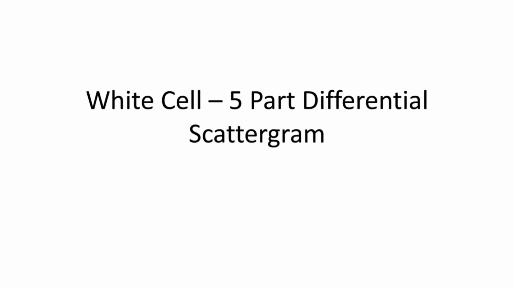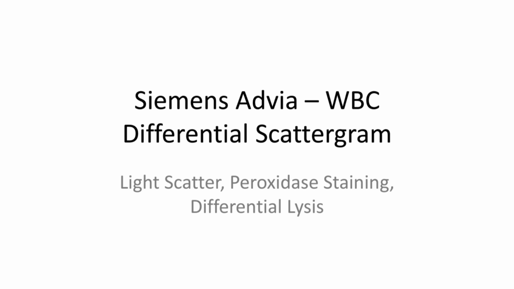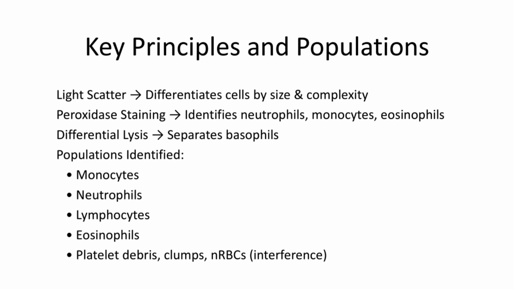The Siemens Advia hematology analyzer uses a combination of light scatter, peroxidase staining, and differential lysis to identify and classify white blood cells. Light scatter helps separate cells based on their size and internal complexity. Peroxidase staining is an enzymatic method that highlights neutrophils, monocytes, and eosinophils based on their peroxidase activity. Differential lysis is a special technique used to identify basophils, since they lack peroxidase activity.